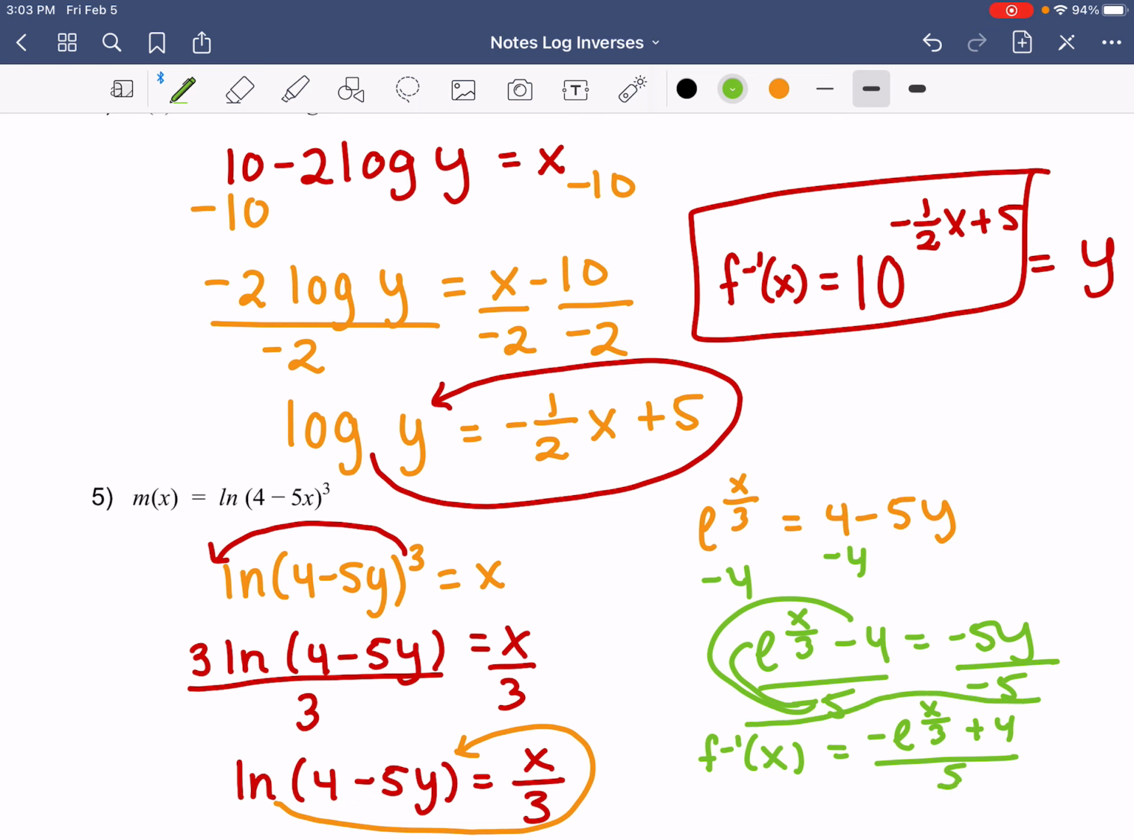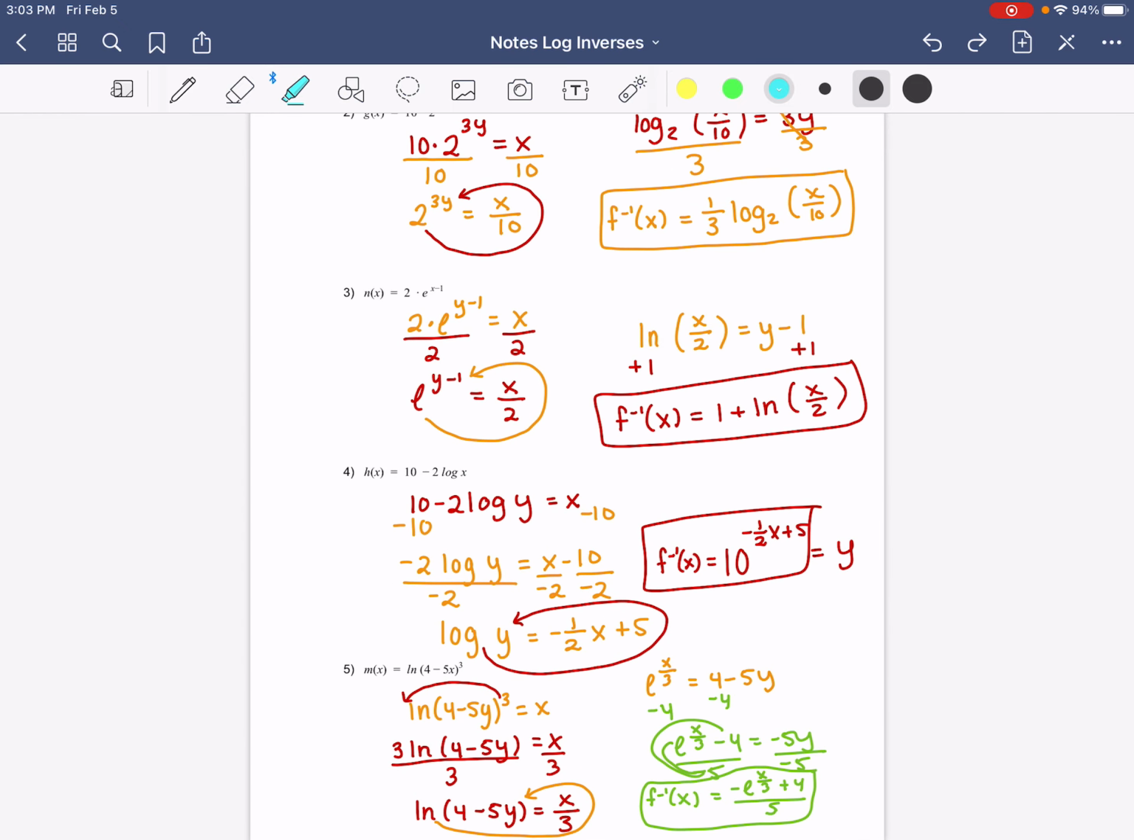So you could put the 4 even in the front, 4 minus e to the power of x over 3 over 5, but usually we would distribute it to the top if there was a negative in the bottom. So if your original problem has a natural log, then you're going to end up with an e to the power of something. So remember, this problem had an e, its inverse was natural log. If you start with a natural log, you're going to end with an e.